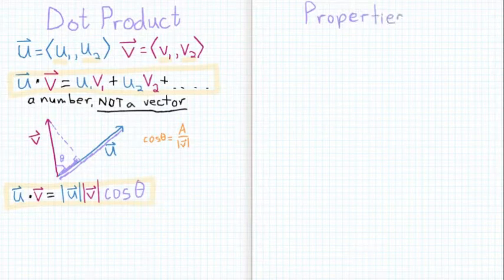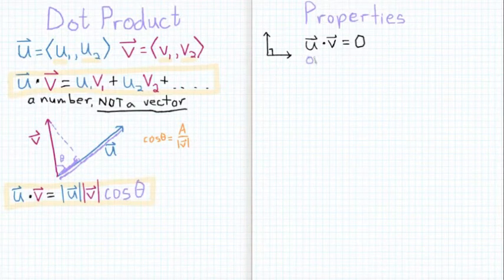Now let's review a few properties of the dot product. First, let's think of two vectors that are perpendicular to each other. If they're perpendicular, then the angle between them must be 90 degrees. And since cosine of 90 degrees is 0, that means the dot product of these two vectors must be 0. Whenever two vectors have a dot product of 0, those two vectors are called orthogonal vectors.